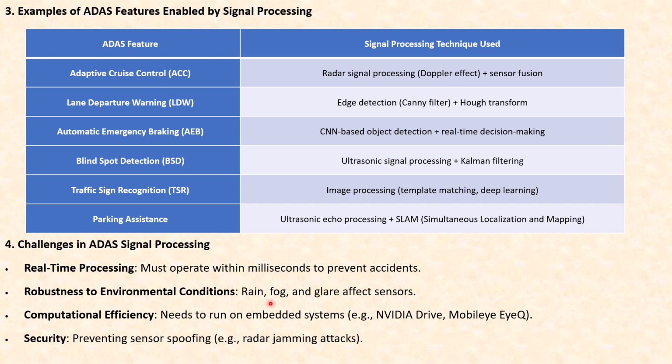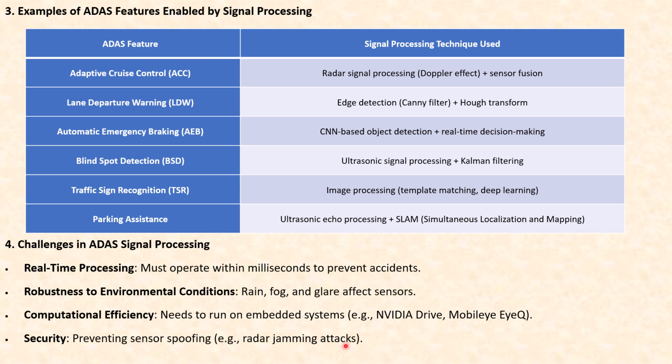Now computational efficiency: it needs to run on embedded systems, for example NVIDIA Drive, Mobileye. And last but not the least, security, preventing sensor spoofing. Even today there are cyber threats like radar jamming attacks. For example, this is more important when it comes to the security of VIPs, whether a chief minister or prime minister, to prevent anybody from using a remote controlled bomb. This radar jamming attack is important.